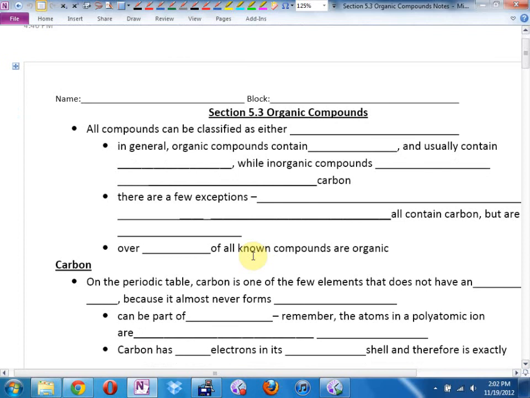So all compounds can be classified into two categories. You can classify them, everything is either organic, or the fancy word is inorganic. And although this may not sound very profound to you, this is what explains why you are all here: how all of the chemicals in your body can combine together to form a human being and a person. Okay?